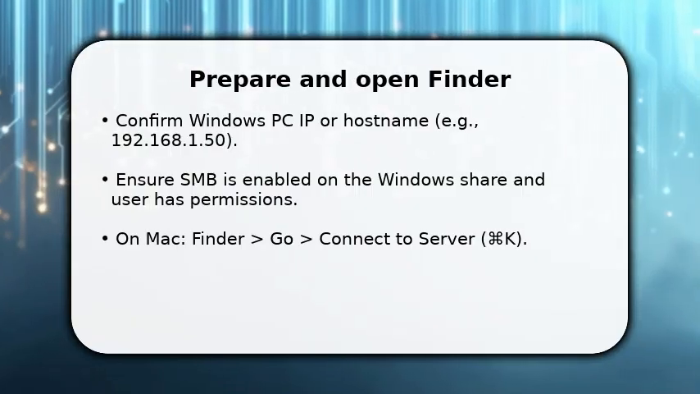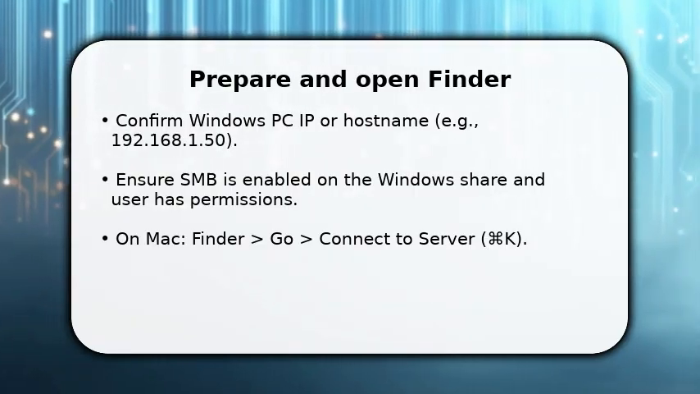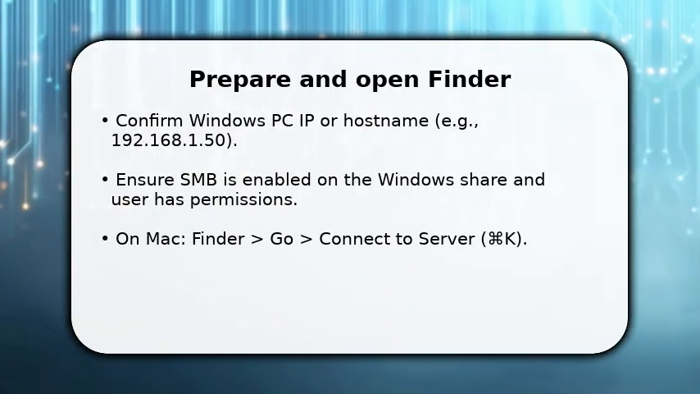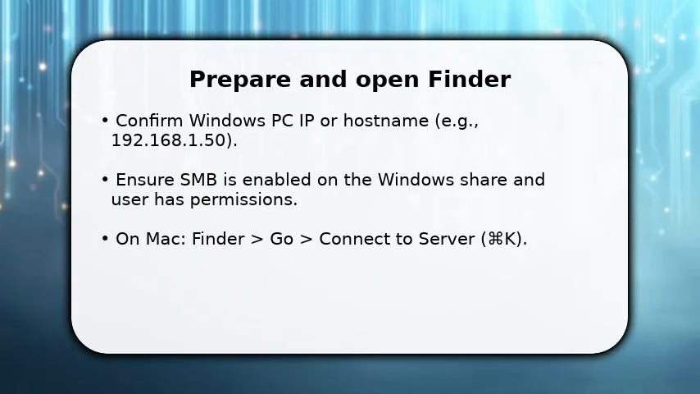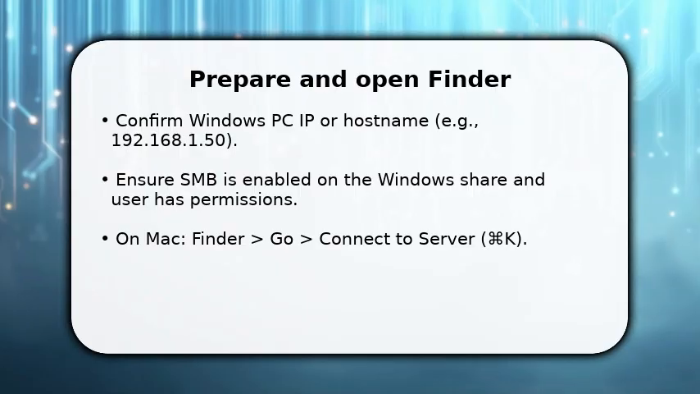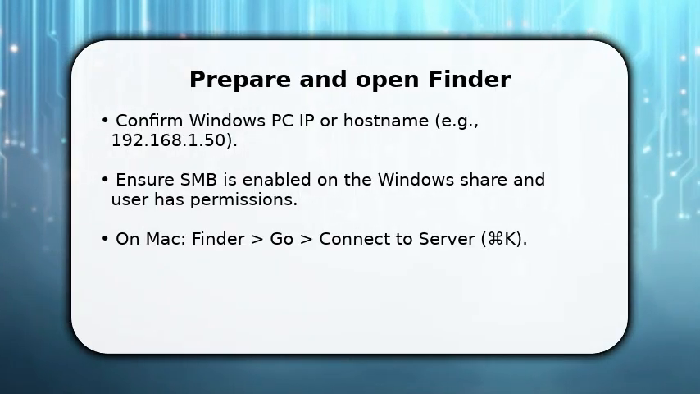You start by verifying prerequisites: the Windows PC IP or hostname and an account with share permissions. On your Mac, open Finder, then choose Go and Connect to Server, or press Command-K. This launches the SMB connection dialog. Once there, type smb:// followed by the IP or hostname.